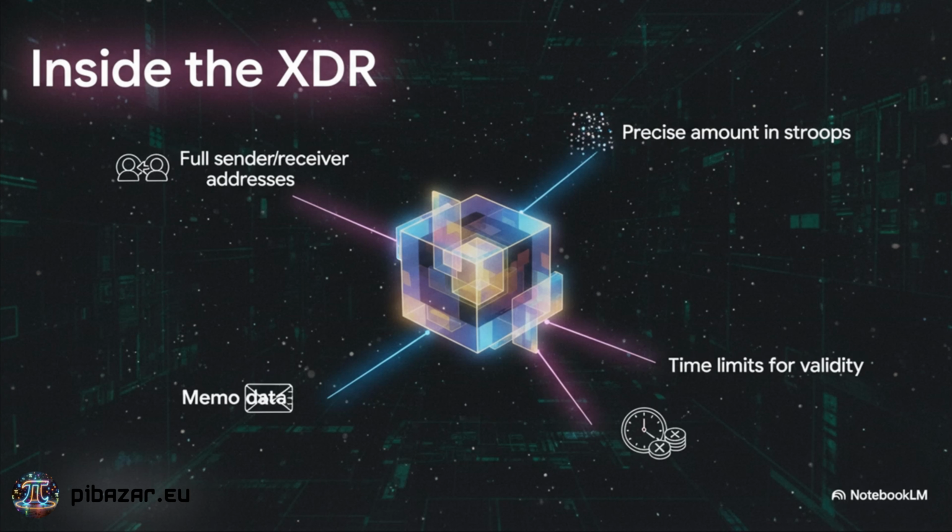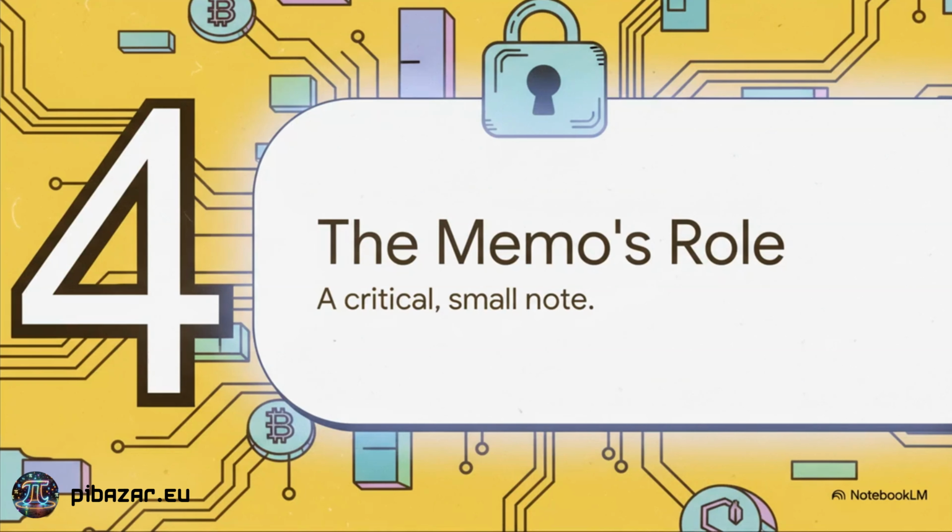The XDR is the complete, self-contained story of the transaction, and packaging it up like this is what allows the whole system to be decentralized and trustless. This brings us to a field that is so easy to just ignore, but it can literally be the most critical piece of information in your entire transaction. This is especially true when you're dealing with big platforms like exchanges. I'm talking about the memo.